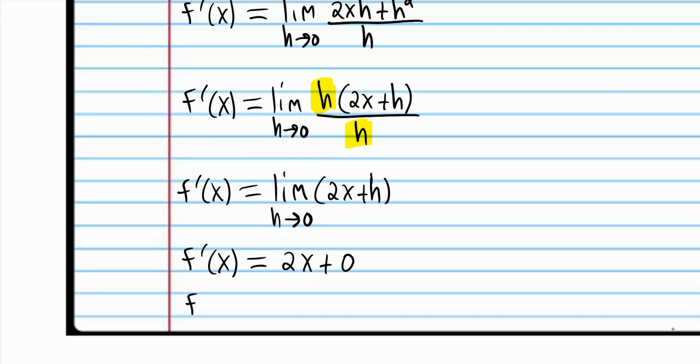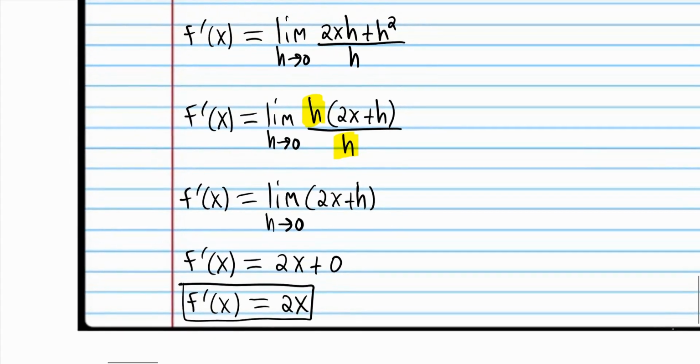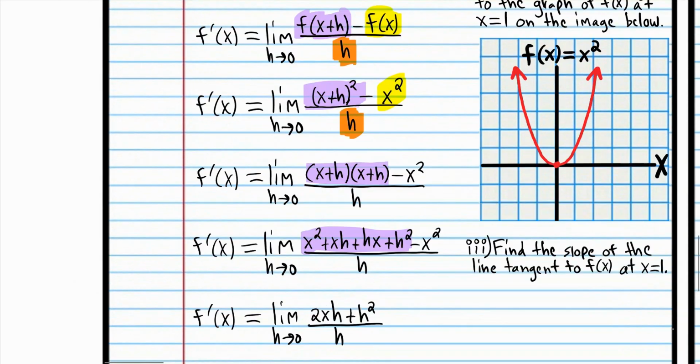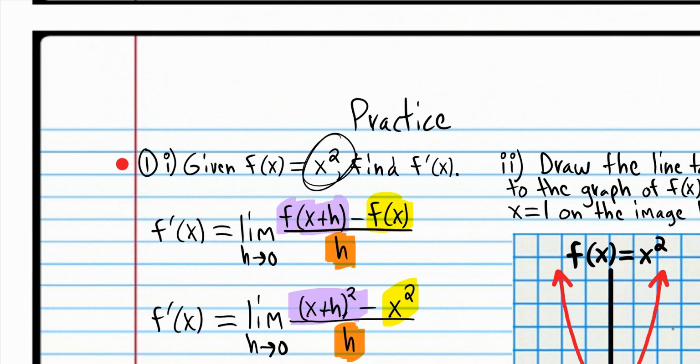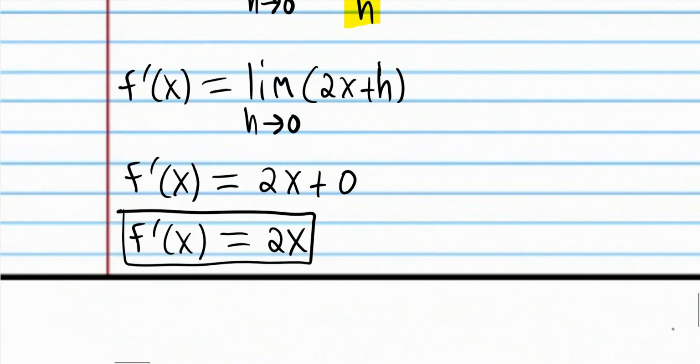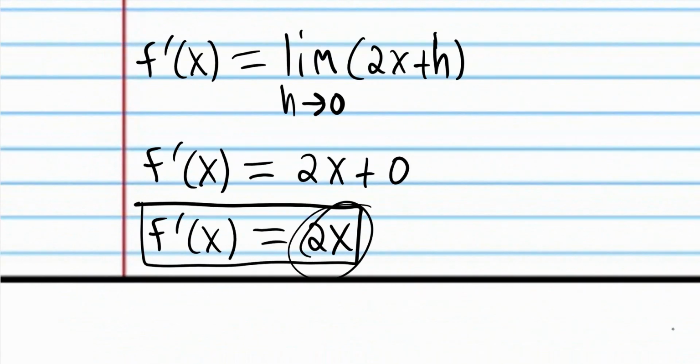So now we're left with f prime of x is equal to 2x. So that is what we're looking for. That's called the derivative. So we started with this function up here. That's f of x. f of x is equal to x squared. We found that f prime of x is equal to 2x.